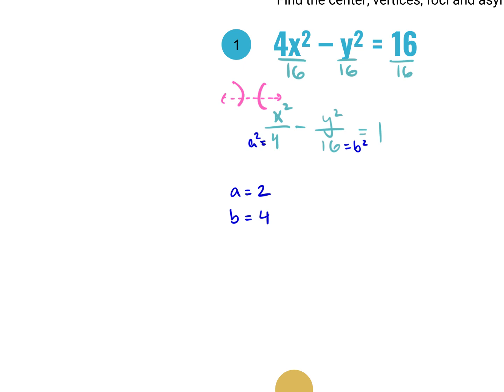Awesome. C squared equals a squared plus b squared. So c squared equals a squared, which is 4, plus b squared, which is 16. So c squared equals 20. Take the square root. C would equal, when we simplify this, our factors are 4 and 5. So you would get 2 square root 5.